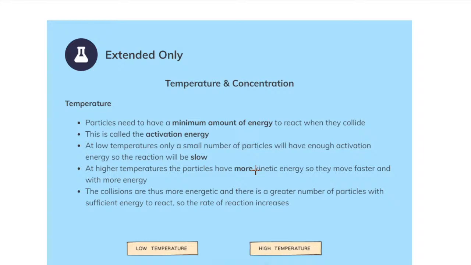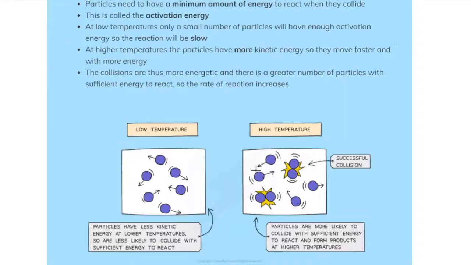At low temperatures only a small number of particles will have enough activation energy, so the reaction will be slow. But at a higher temperature the particles will have more kinetic energy, and therefore they will move faster and with more energy, and the collisions are therefore more energetic, and there is a greater number of particles with sufficient energy to react.